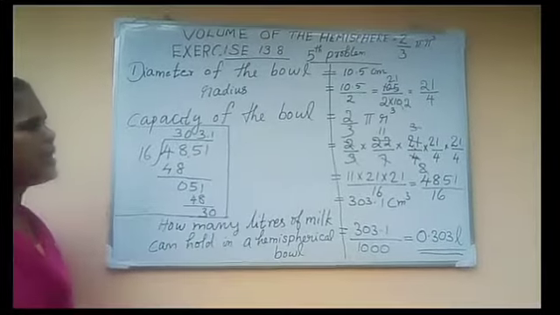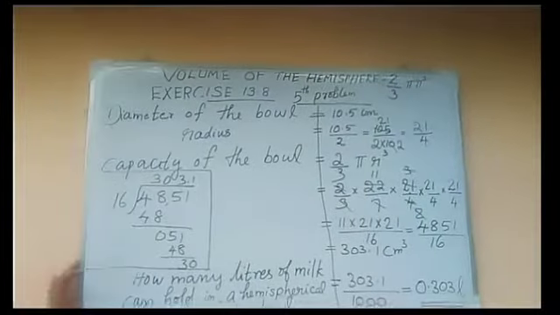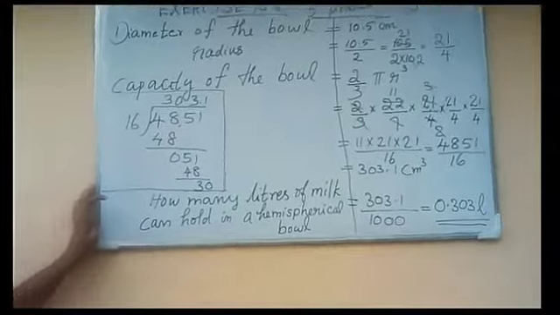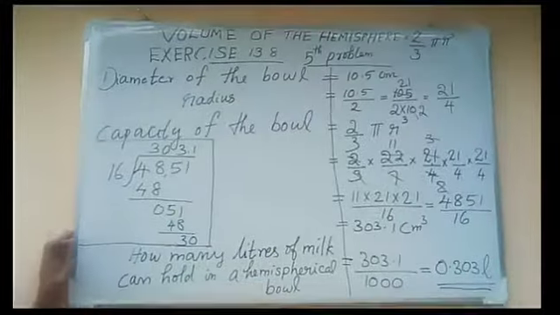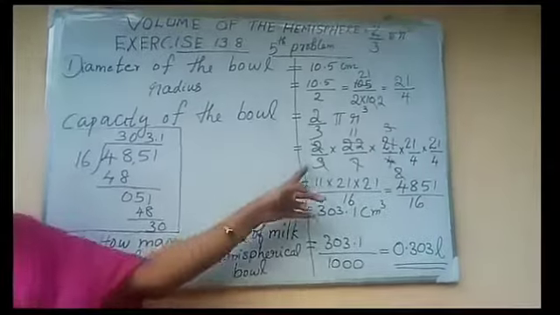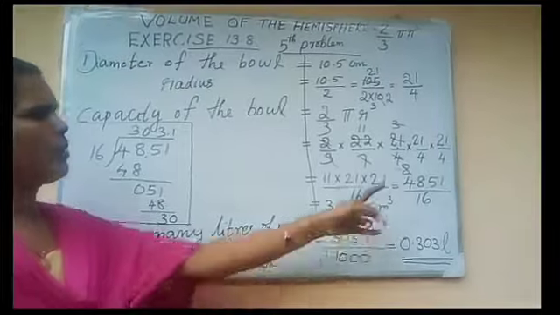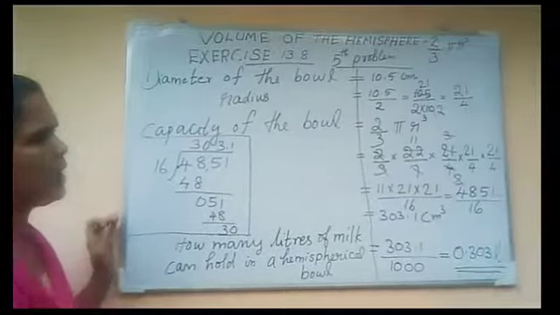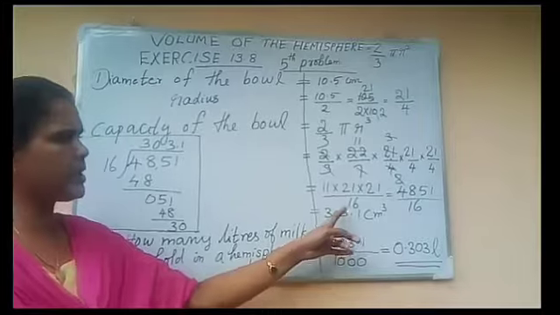Capacity of the bowl is equal to 2 by 3 pi r cube, and that is equal to 2 by 3 into 22 by 7 into 21 by 4 into 21 by 4 into 21 by 4. This 3 is cancelled by 21, that is 7 3s are 21, and that 3 also cancels with this 3. Then 2 is cancelled by 4. Then this 2 is cancelled by 22, it is 11. So the remaining numbers are 11 into 21 into 21 by 16.